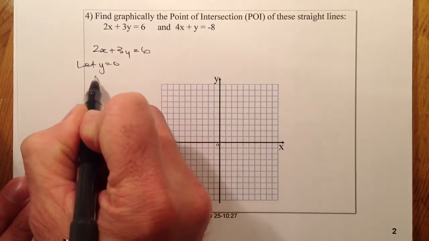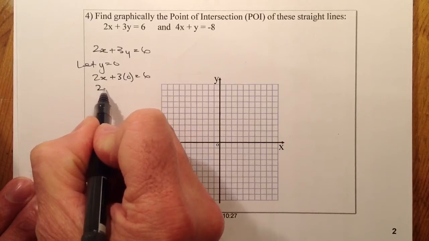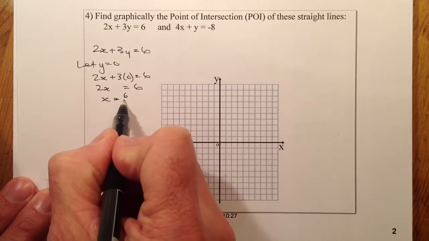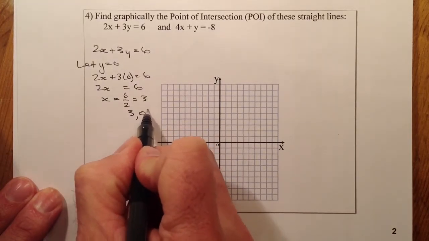Let y equals 0, so I've got 2x plus 3 times 0 equals 6. So this will work out to be 0. 2x equals 6, so from there I can see that x equals 3. So that's going to be 3, 0. And I'll plot that one.